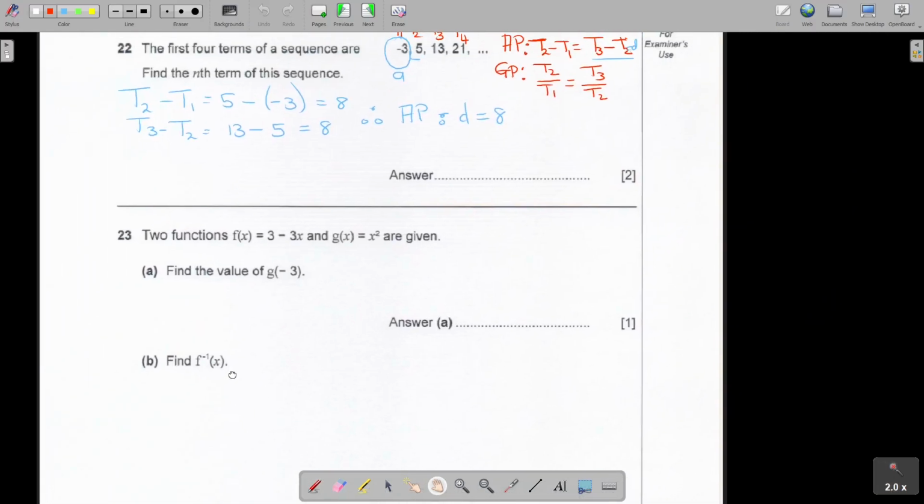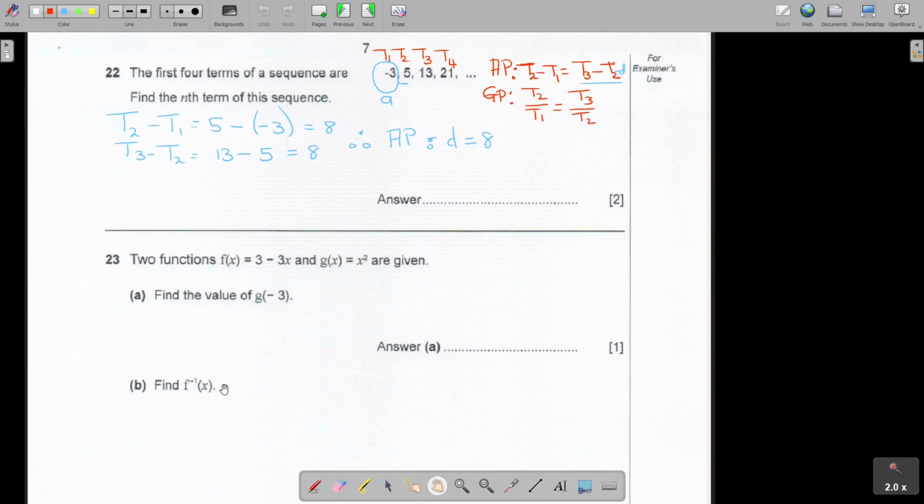Okay, let's move a bit down. Because if you know the formula now, then it's very easy. That's Tn = A + D(N - 1). That's for the Tn, for the nth term. So I told you A is -3. What is D? That's 8. I don't have N. And it's almost like an algebraic expression. So it's -3 + 8n - 8.